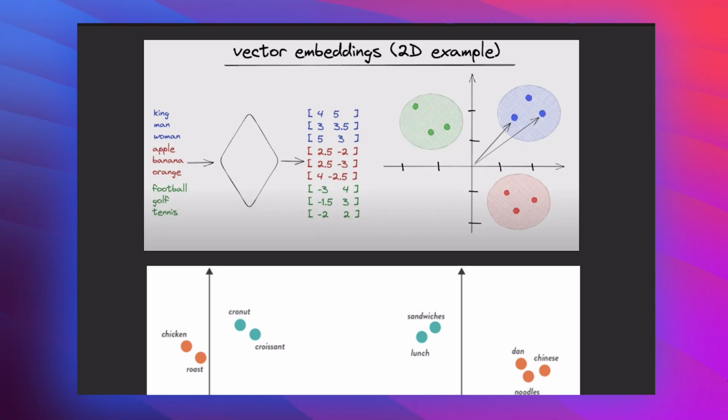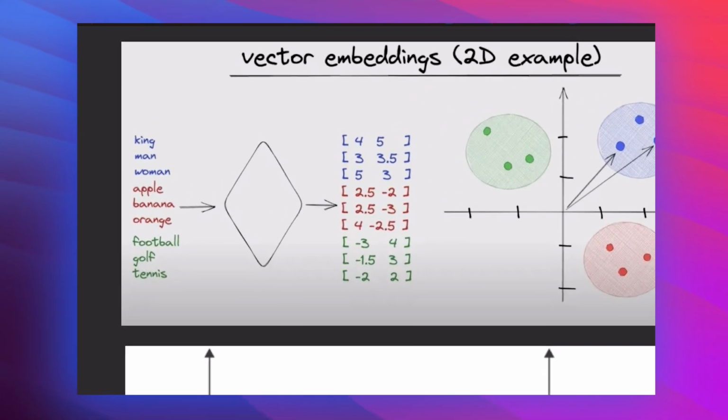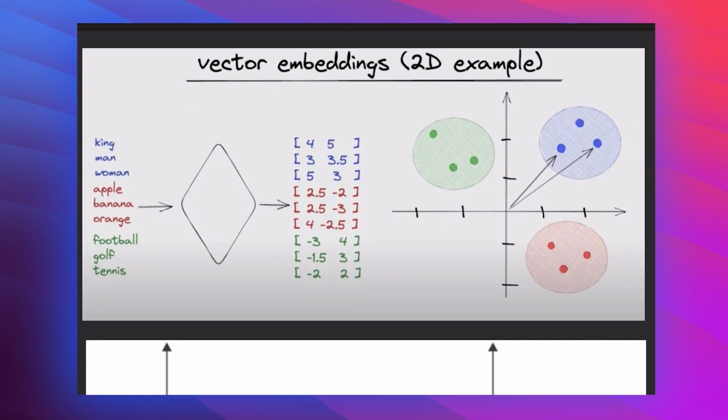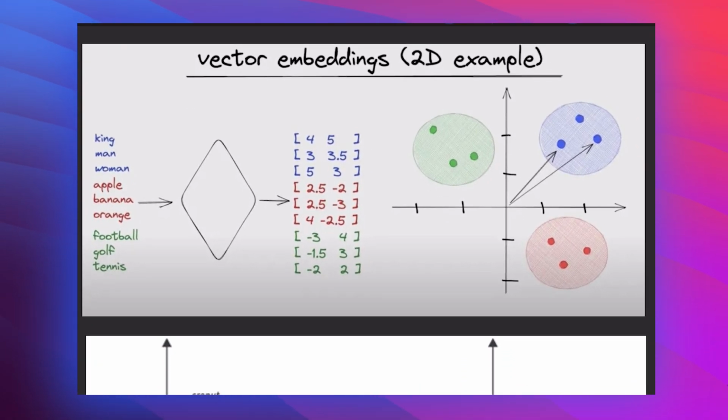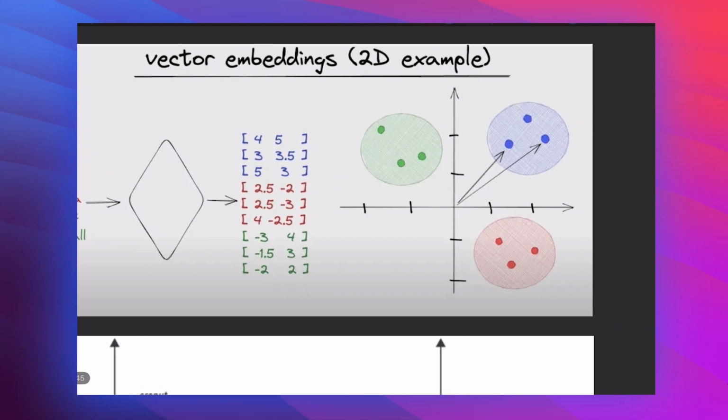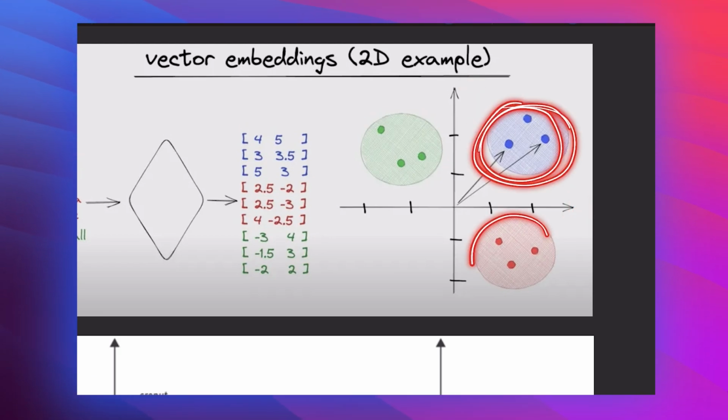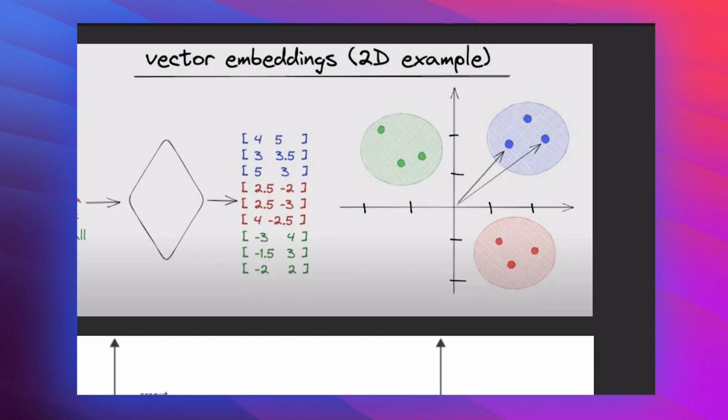Still not clear about vector embeddings? Let's see some more examples. I know it's hard to visualize higher dimensions, so let's try to understand how vector embeddings look like in a 2-dimensional and a 3-dimensional space. So we need these coordinates to represent king, man and woman, and these for apple, banana and orange. Again, in this 2-dimensional space, words with similar meanings end up next to each other. All human beings are in this space, fruits are in here, and all sports related words are represented here.